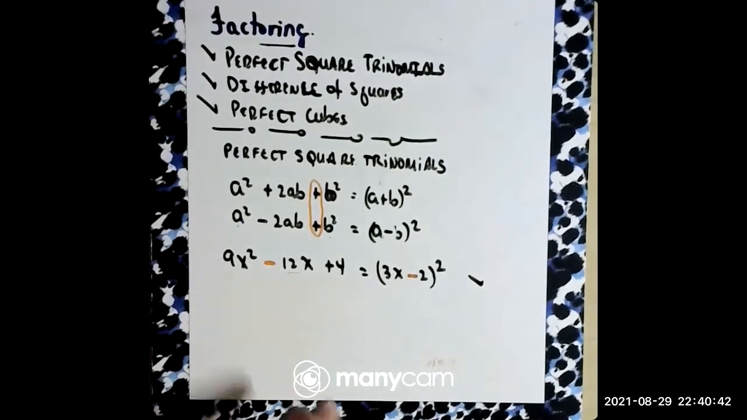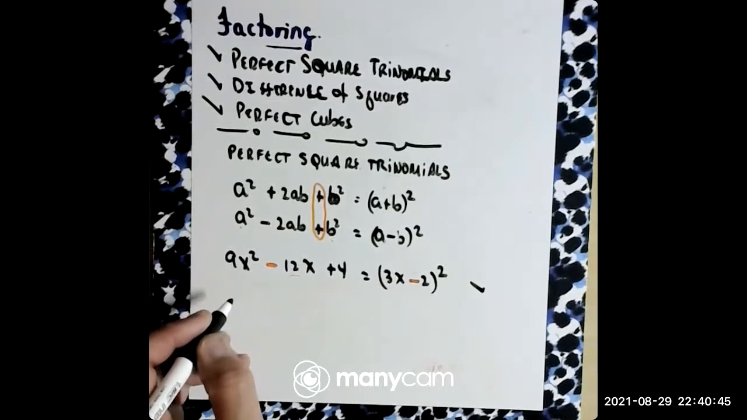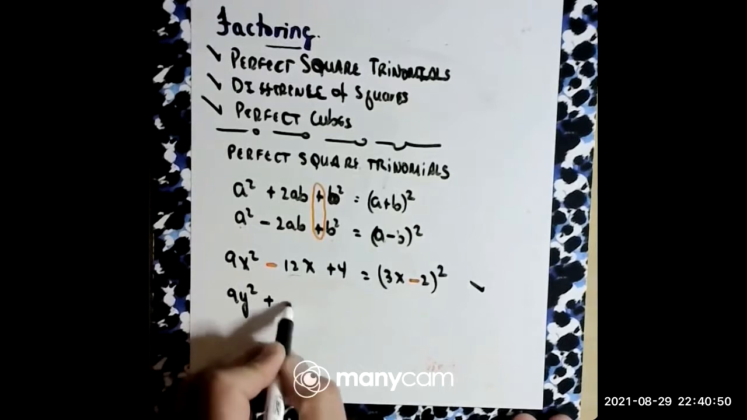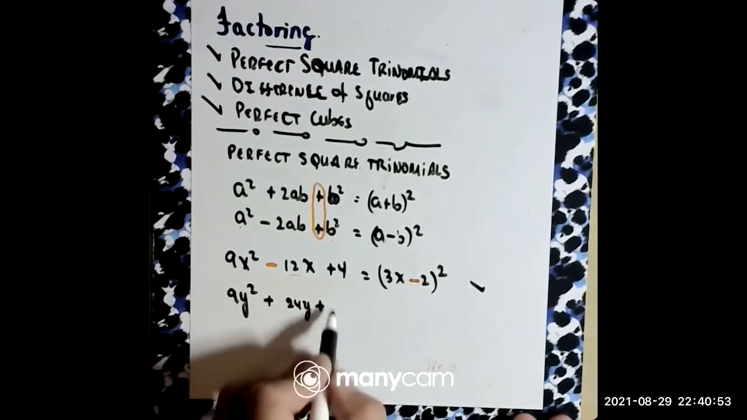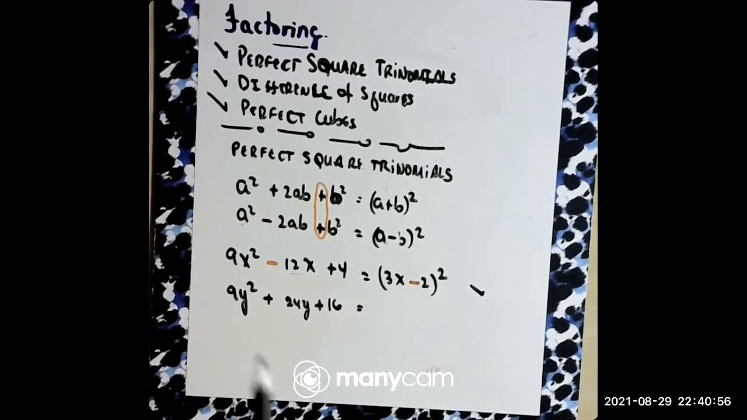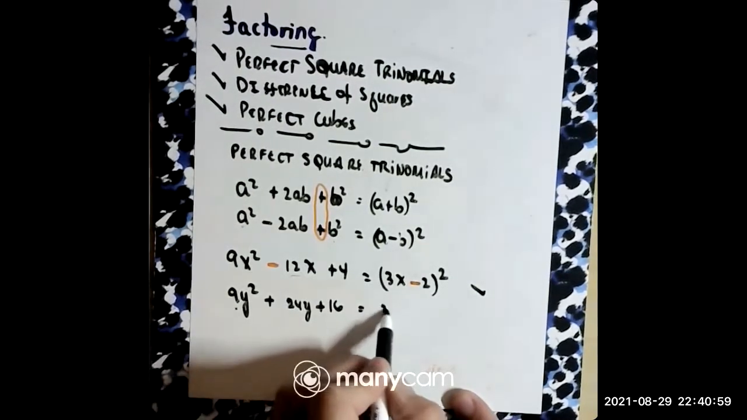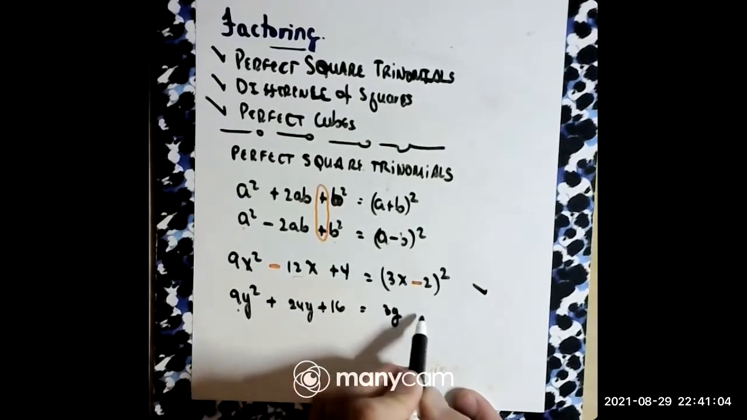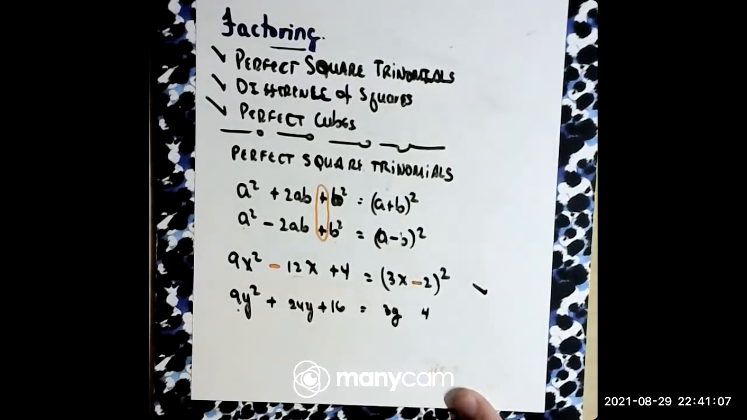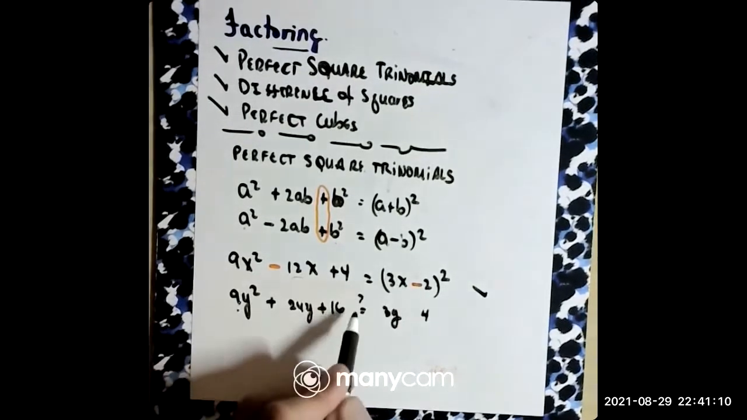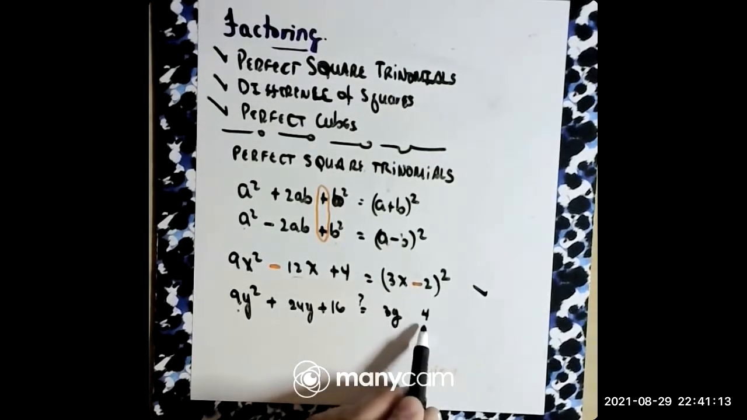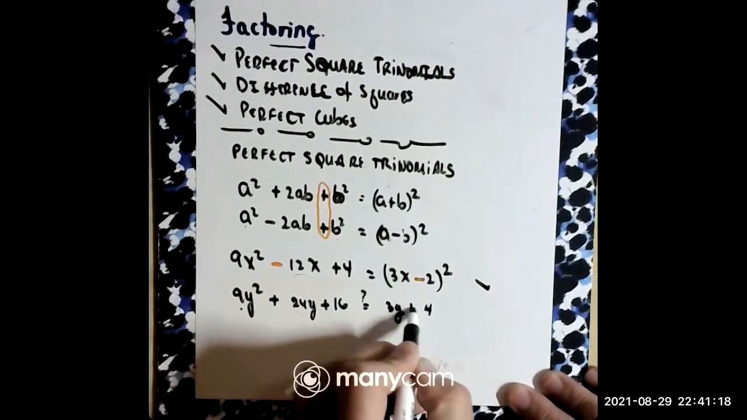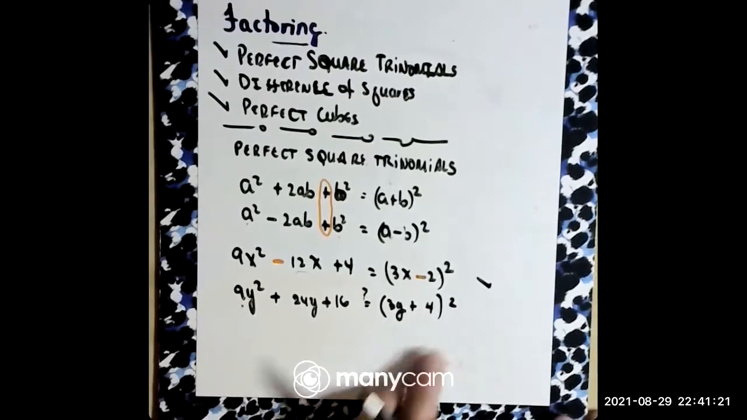Let's try another one. What about 9y squared plus 24y plus 16? Okay, let's see. 3y times 3y is 9y squared, of course. 4 times 4 would be 16. Now, is the middle equal to twice AB? We'll see. 3 times 4 would be 12y. Twice 12 would be 24. Perfect. So this one will factor as 3y plus 4 squared.